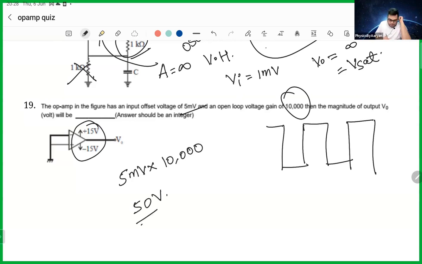But your answer cannot be more than 15 volt, because 15 volt is the maximum your answer can go. You can go at max to the saturation voltage, not more than that. Otherwise you have an energy crisis. How can you convert 5 millivolt into 50 volt without doing anything? You cannot do that. You can at max go till V saturation, and that is why your answer to this question will be 15. That's all. So that's a simple concept.